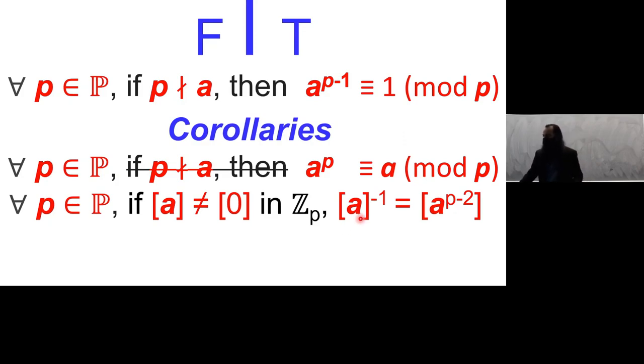So why is the multiplicative inverse of A equal to A to the P minus 2? So we could multiply both sides by the congruence class A. Yeah. And then because A times the multiplicative inverse is the congruence class 1. Yeah. And on the other side, we can use the multiplication rules for congruence classes. Congruence class A to the P minus 1.